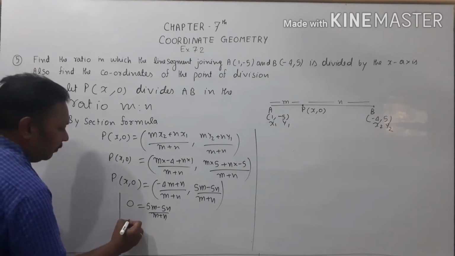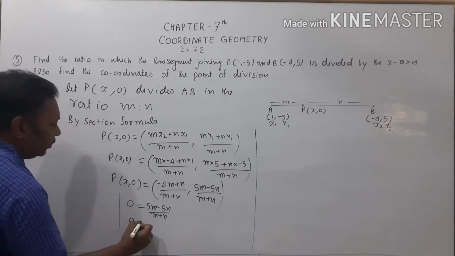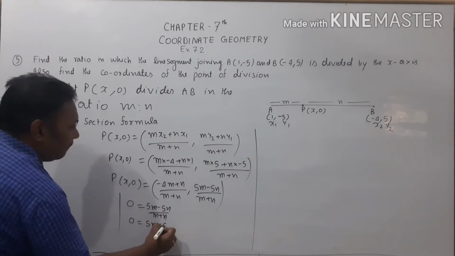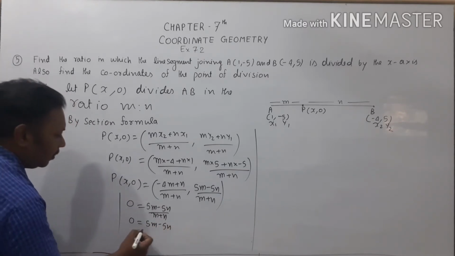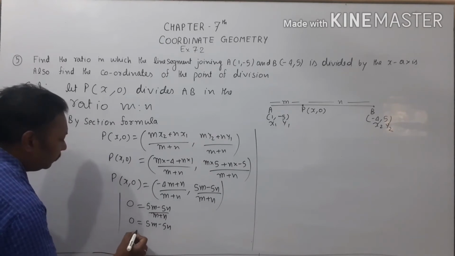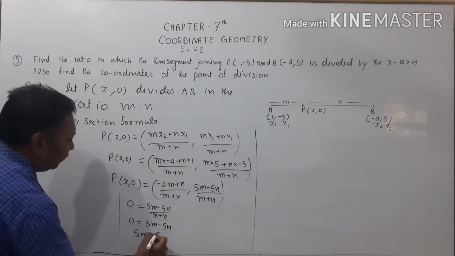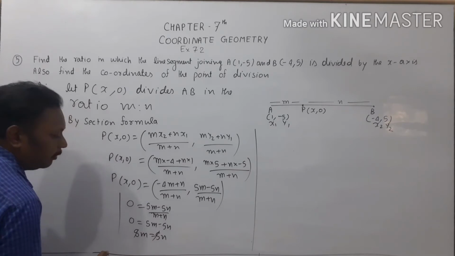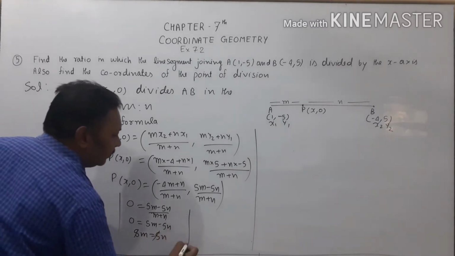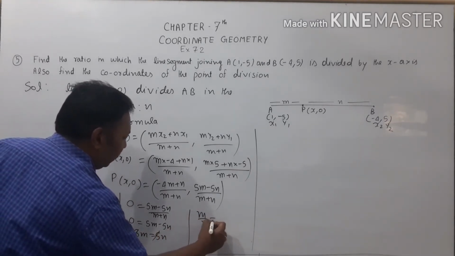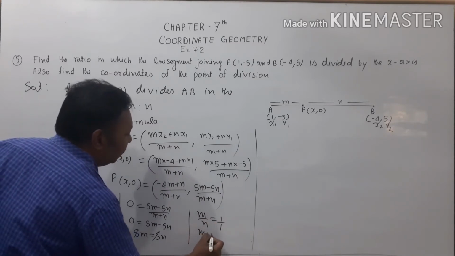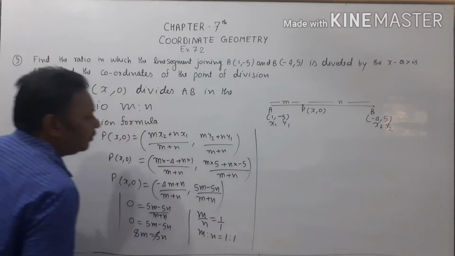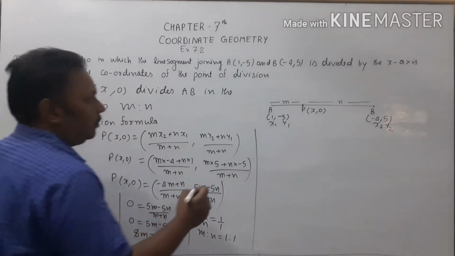So what we get? We get m plus n multiplied with 0, which is 0, equal to 5m minus 5n. So 5m equal to 5n. 5 is cancelled, so m upon n equal to 1 upon 1, m ratio n equal to 1 ratio 1.